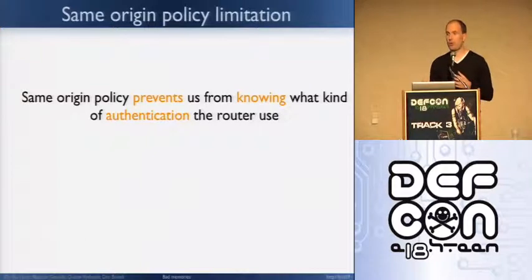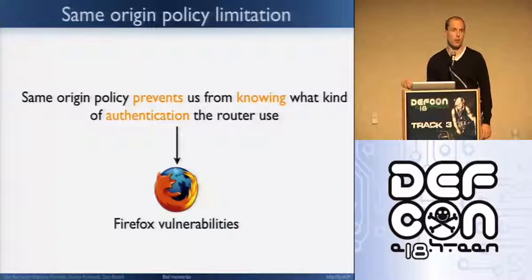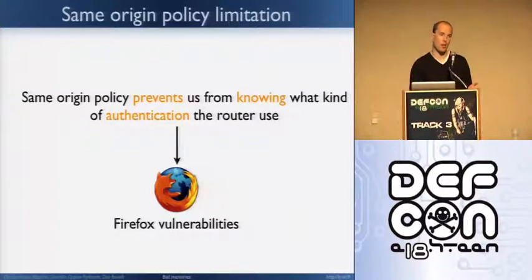And we have to know which one you are using, because if you are using basic auth, we can't really try to brute force it, and the type of attack is a little bit different. And once again, the same origin policy prevents us from reading the page, so we don't have any idea which kind of authentication is used. Fortunately for us, we found one or two bugs in Firefox. They are currently reported, and because of this bug we are able to know with 100% accuracy which kind of authentication you are using.